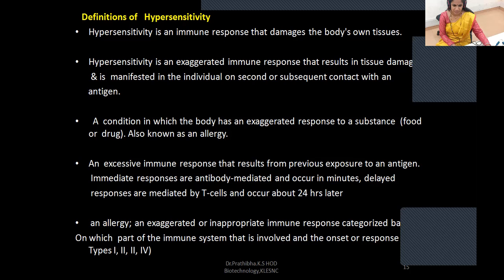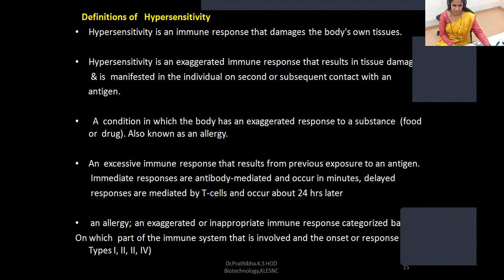Also you can define hypersensitivity as a condition in which the body has an exaggerated response to a substance that may be food or drug, also known as an allergy. At the end of this video I have given the different varieties of allergies. You can have a look. An excessive immune response that results from previous exposure to an antigen is also known as hypersensitivity.